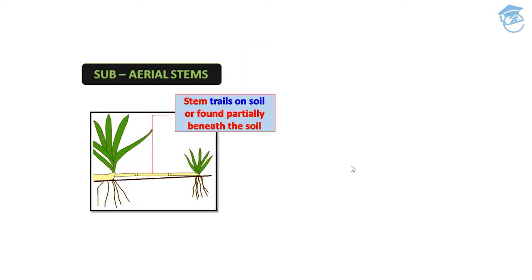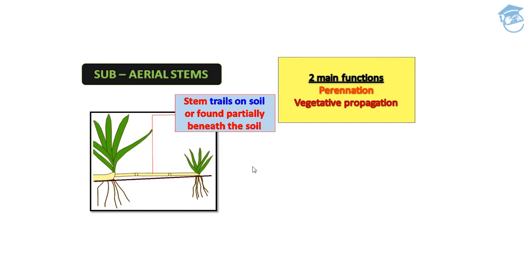Now we'll talk about the subaerial stem. Those were the underground stem modifications. A stem that trails on the soil, see, this is the soil and this is the stem, or is found partially beneath the soil, is called subaerial stem. What are the functions of subaerial stem, students? Perennation, that means tiding over unfavorable period of time, and vegetative propagation.